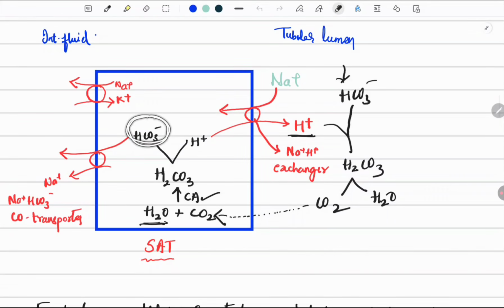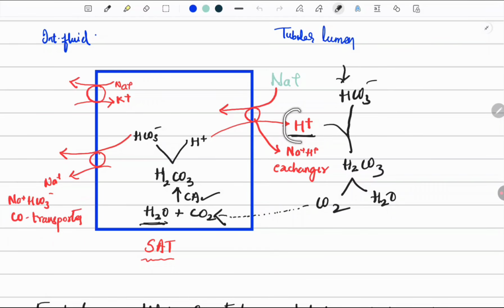Now, what happens to this bicarbonate? The bicarbonate is reabsorbed. It is going to enter into the interstitial fluid. From there, it goes into the peritubular capillaries via the transporter present in the basolateral membrane of the tubular epithelial cell, which is called the sodium bicarbonate cotransporter.